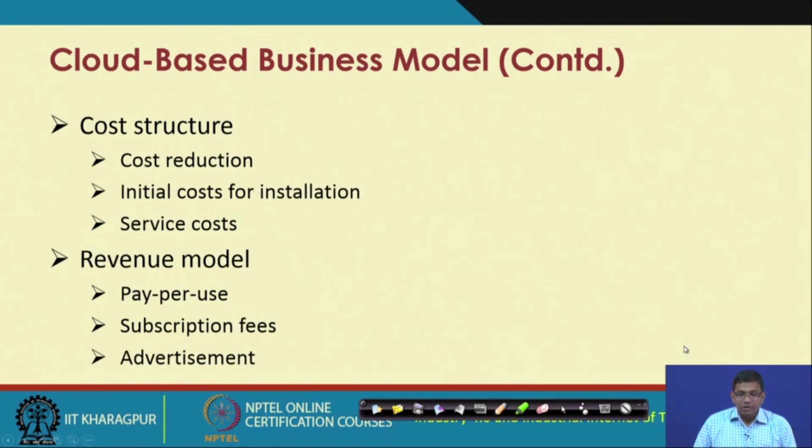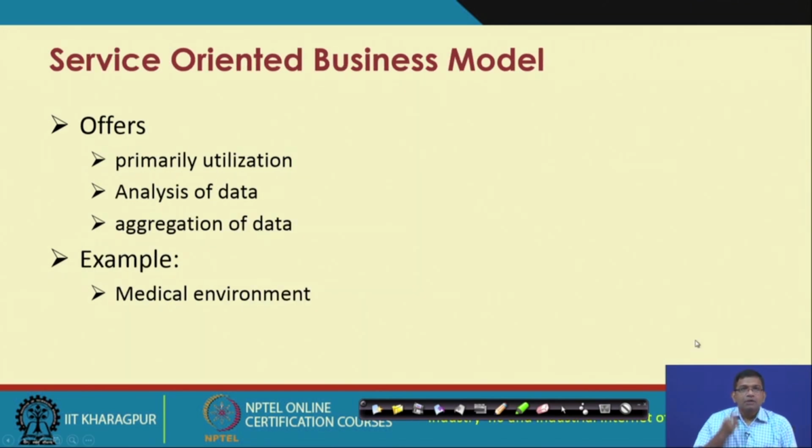Cost structure considerations are important: cost reduction, initial costs for installation, service costs, these are very important considerations. Likewise, the revenue model, for instance, whether the pay per use model is going to be used, this is the typical model that is used in the cloud based business model, and subscription fees, advertisements etc. These are the different considerations to come up with the revenue model in the cloud based business model. So, now let us try to understand the service oriented business model.